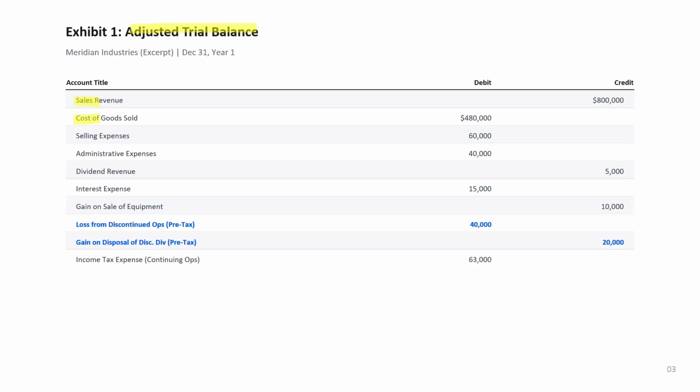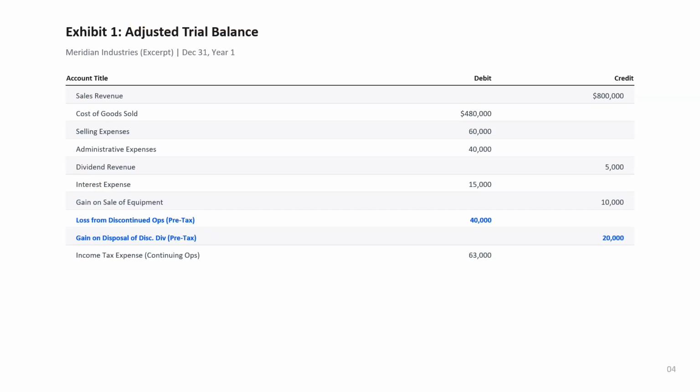But we also have non-operating items. As you can see, we have some dividend revenue. We also have some interest expense here. And then also we have some pre-tax figures. If you look at here, both for the loss from discontinued operations and for the gain on disposal of the division. Basically we must carefully pull these numbers and place them in the correct sections of our multi-step statement. Now let's take a closer look at the trial balance data.